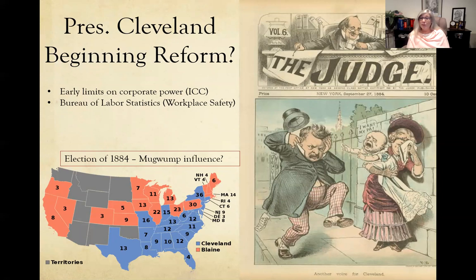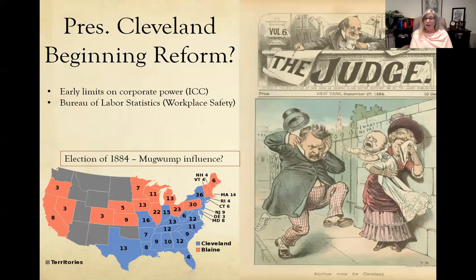So then the refrain is, "Ma, Ma, where's my paw? Gone to the White House, ha, ha, ha." So he ends up winning the election anyway. And this is where we start to see reform happen. Okay, so this is going to kind of be that transition where we're seeing more of the reform efforts at the national level. So the Interstate Commerce Commission, we've already talked about that.